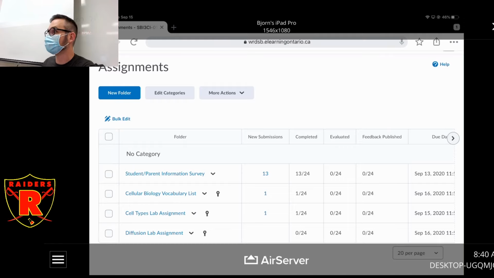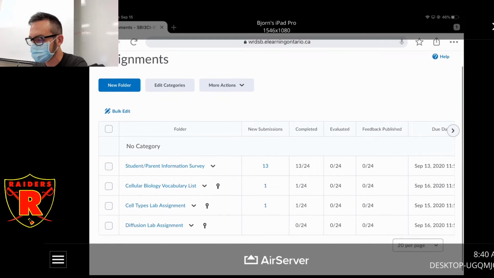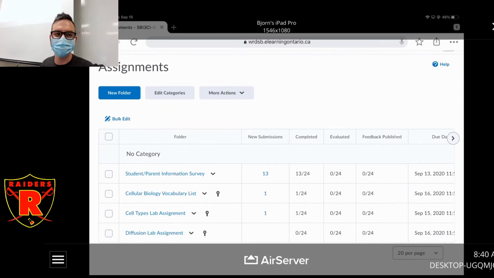I will be going through and marking each of these. So you'll notice student information survey, okay? I have 13 out of 24. That's not great, okay? That was supposed to be done the first day of class. I don't have it from a lot of people. You have to complete that. I need that information from you.